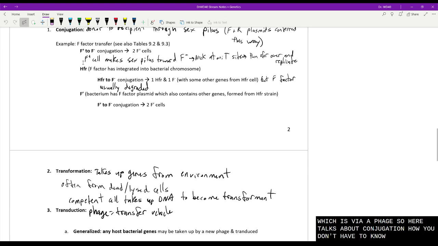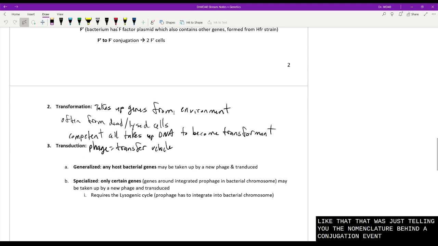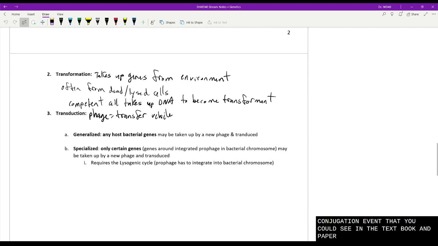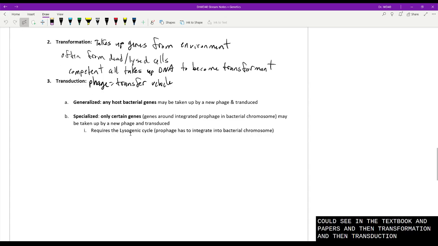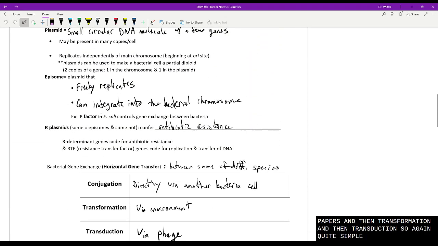You won't have to know the different F factors and things like that. That was just telling you the nomenclature behind the conjugation event that you could see in the textbook and papers. And then transformation, and then transduction. So again, quite simple chapter there.